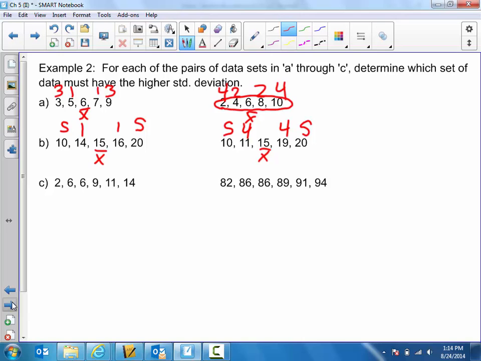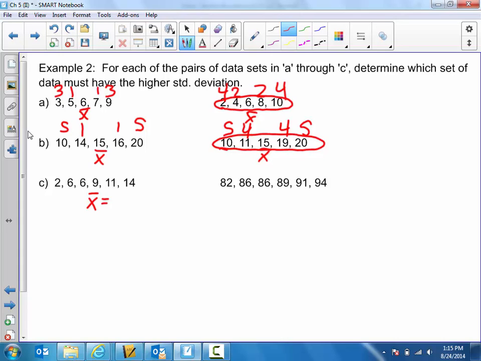Okay, pair the 10 with the 10, the 14 with the 11, the 16 with the 19, and the 20s together, and you can see that the 10 paired with the 10, the 20 paired with the 20, they are the same distance from their means. But 14 with 11, 16 with 19, it's clear that this second data set, once again, tends to be further from its mean than the first data set. So again, the second data set would have a higher standard deviation.